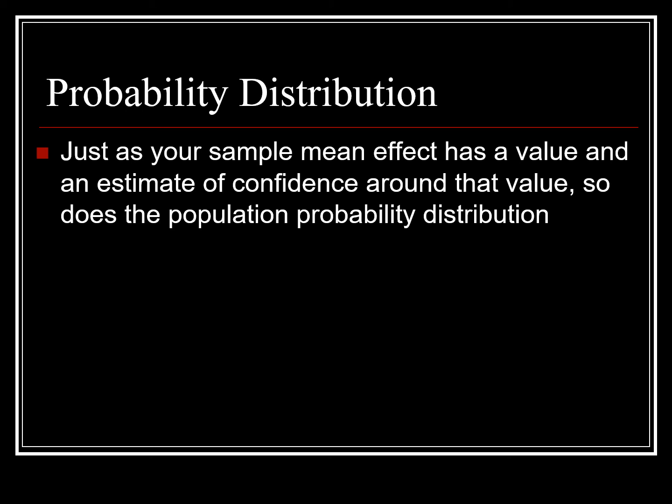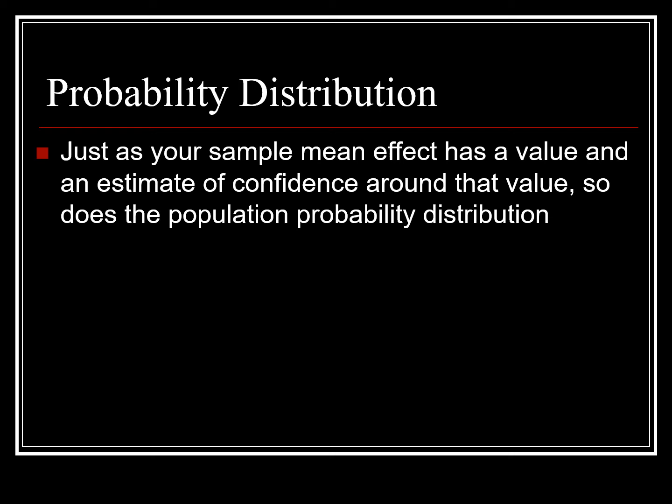So just as your sample mean has a value and an estimate of confidence around that value, so does the population probability distribution. What we mean here is that your sample mean has a value and an estimate of confidence around it. The estimate of confidence is basically your standard deviation. So whenever we report a mean, we also report how much the scores varied around that mean. Were people widely varied around that score, or were they tightly varied around that score?